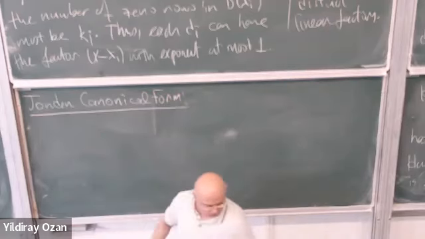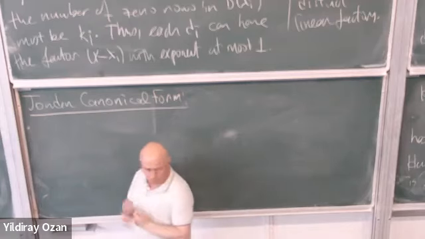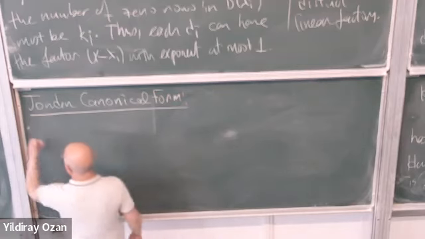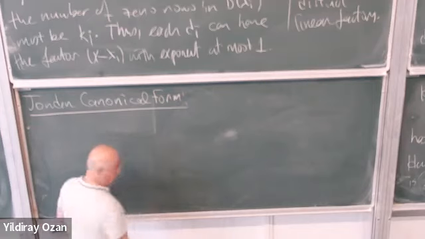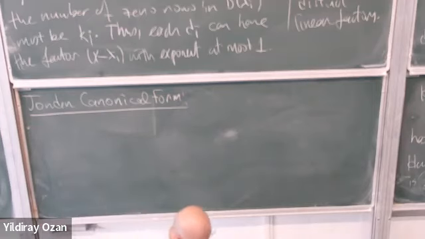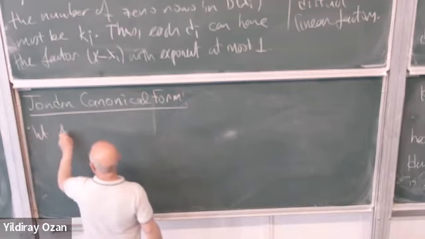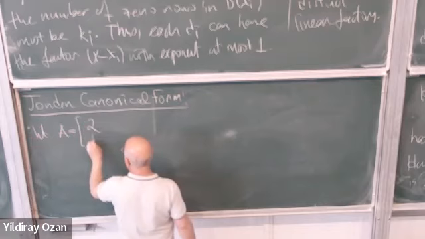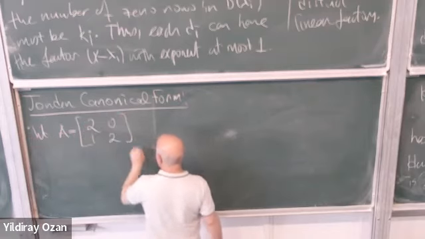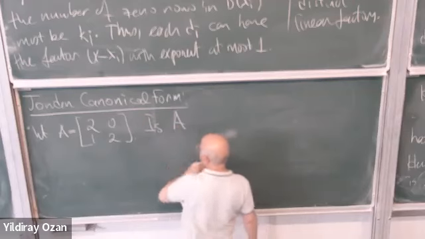Okay, so let me start with the following example. So let's introduce this matrix: 1, 0, 2. Okay. So the question is, is A diagonalizable?